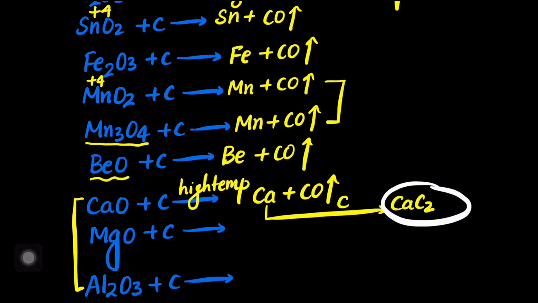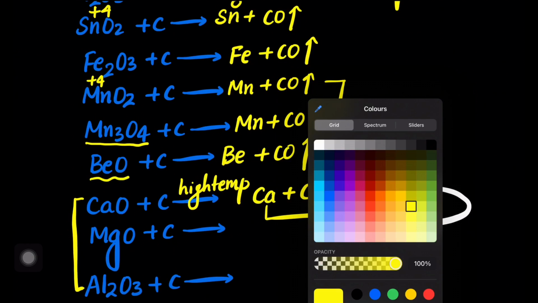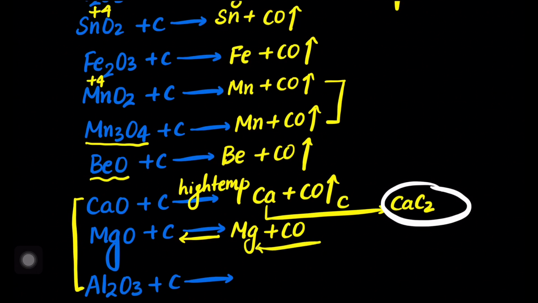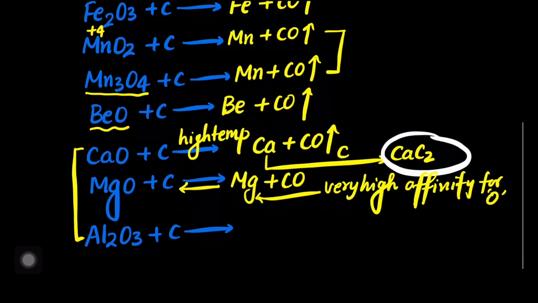Next, we have MgO reacting with carbon. In this case, we'll get magnesium and CO. But this reaction is reversible. During cooling, magnesium can again react with CO. Magnesium has a very high affinity for oxygen, so it can remove oxygen from the carbon monoxide and the reverse reaction can take place. So this is also not economical.